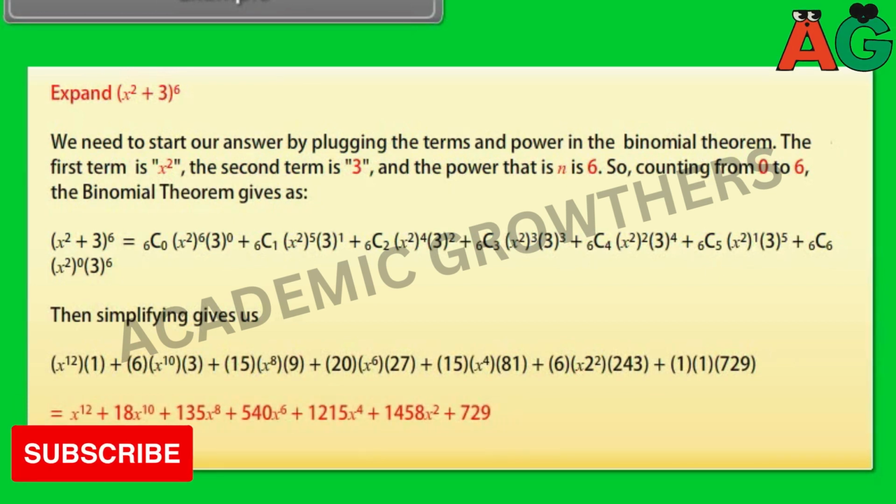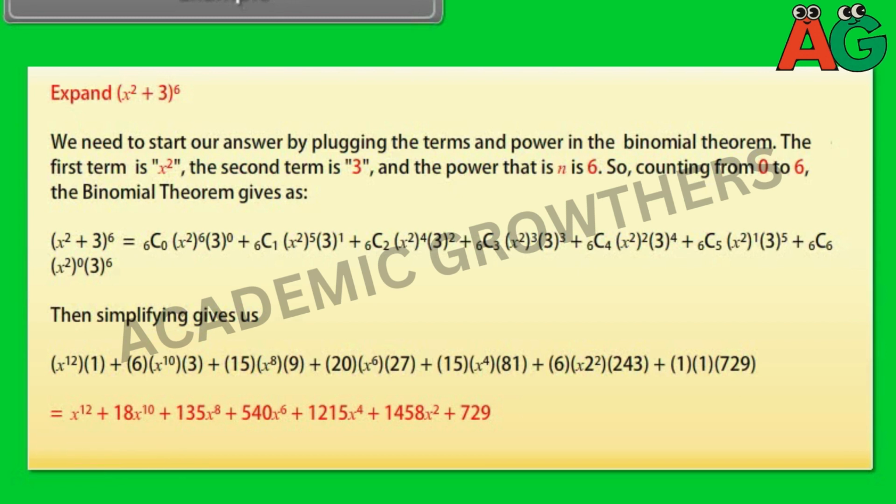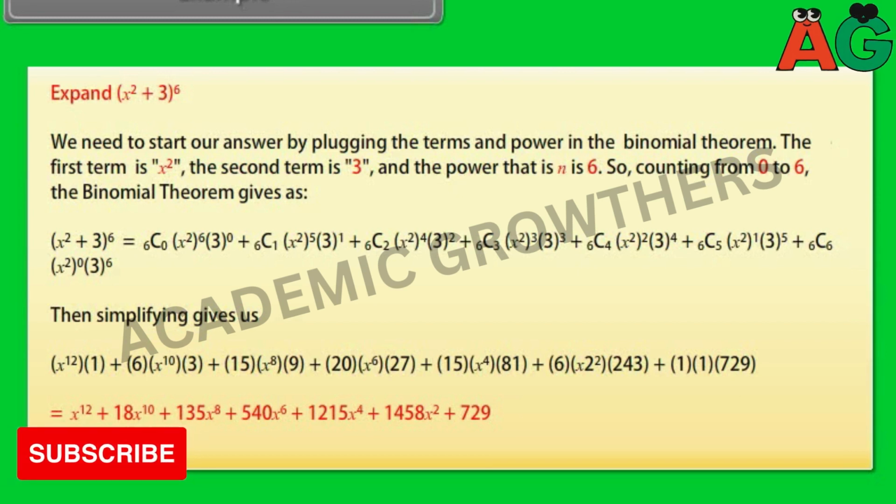x^12 plus 18 into x^10 plus 135 into x^8 plus 540 into x^6 plus 1215 into x^4 plus 1458 into x² plus 729.